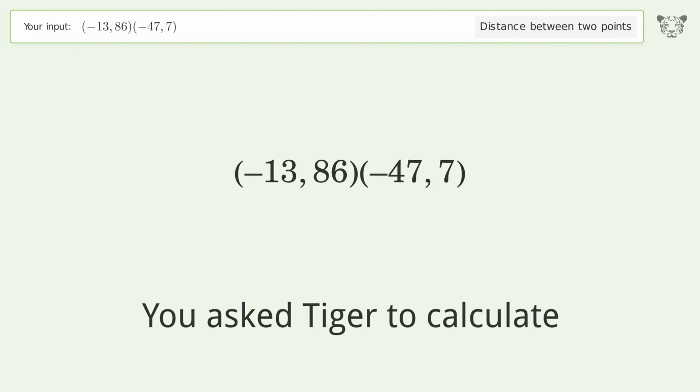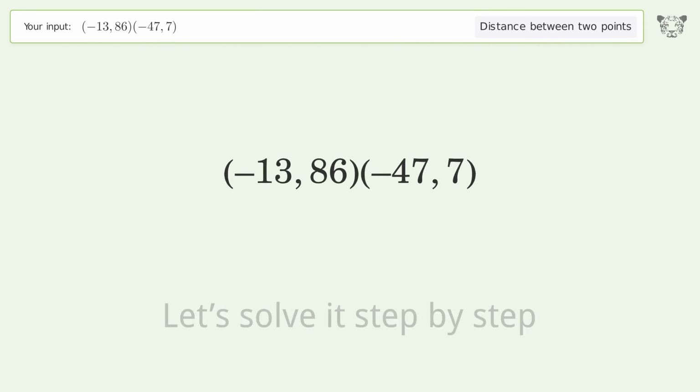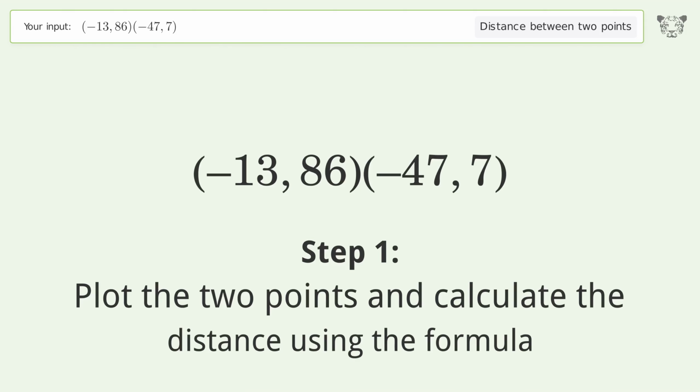You ask Tiger to calculate. This deals with the distance between 2 points. The distance between the 2 points is the square root of 7,397, or 86.006. Let's solve it step by step. Plot the 2 points and calculate the distance using the formula.